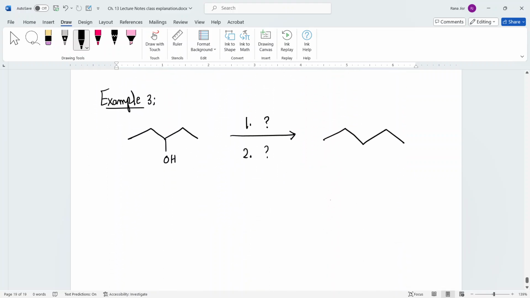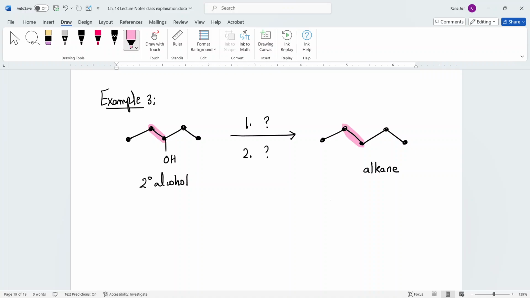Now, in this example, I am starting with a secondary alcohol, and I am ending up to form an alkane. Okay, so let's go ahead and count the number of carbons: 1, 2, 3, 4, and 5. Here I have 1, 2, 3, 4, and 5. Same number of carbons in there, except in the reactants, I have an OH. In the product, I have no OH in there. Let's go ahead and highlight where the OH is in the reactants. And here, I have no OH in here.